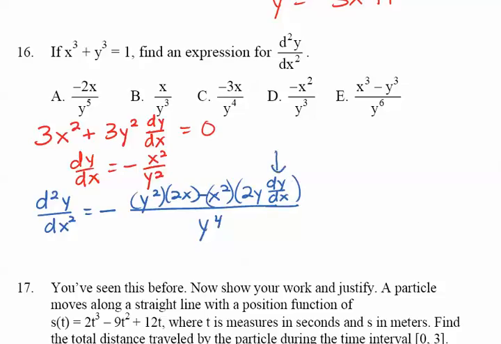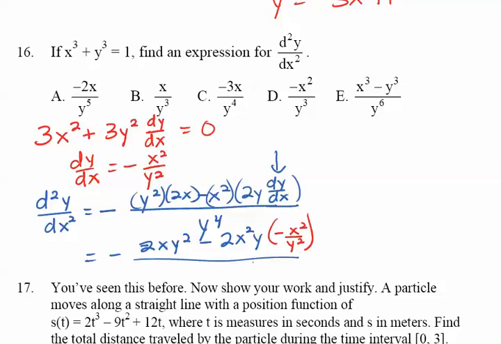So in multiple choice questions, can you save some time and just do that substitution right away? Yes, do as much as you can in one step, as long as you can avoid making errors. So that dy dx gets replaced with our negative x squared over y squared. And then we go back to our y to the fourth.